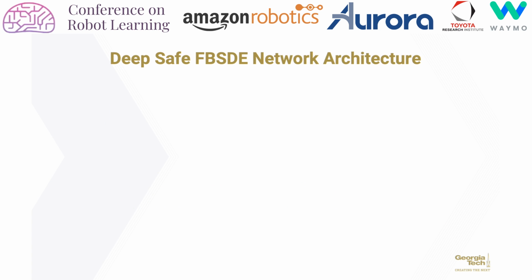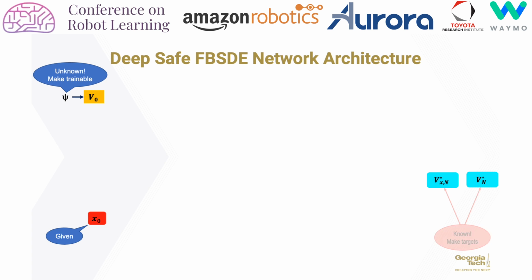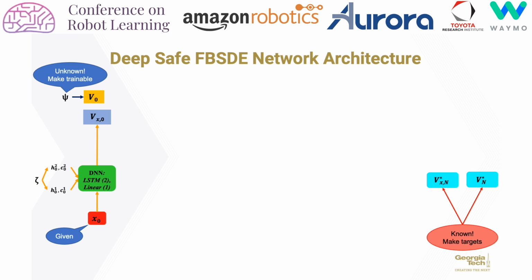We now look at our proposed deep network architecture. We are given an initial state and a terminal loss function that allows us to compute the terminal value and its gradient. Since we want to avoid backpropagating the backward SDE, we make the unknown initial value function a trainable network parameter and the known terminal value and its gradient as prediction targets. Next, we initialize the weights of the network. The network is used to predict the gradient of the value function. This in turn is used to forward propagate the value function with sample noise.